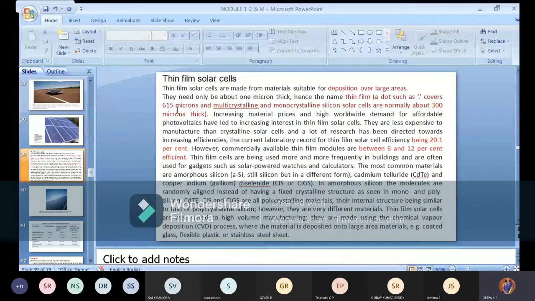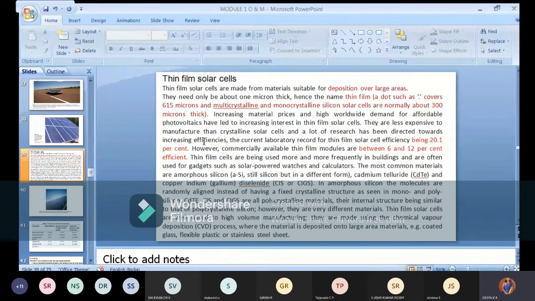Increasing material prices and high worldwide demand for affordable photovoltaics have led to increased interest in thin film solar cells. Thin film in size as well as the installation will all be considered, easily affordable and easily carryable. All these things are taken care of by thin film solar cells, and they are less expensive to manufacture than crystalline solar cells. That is one advantage, they're less expensive, and a lot of research has been directed towards increasing efficiencies.